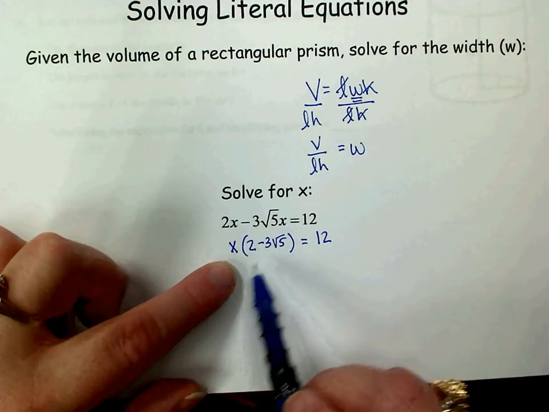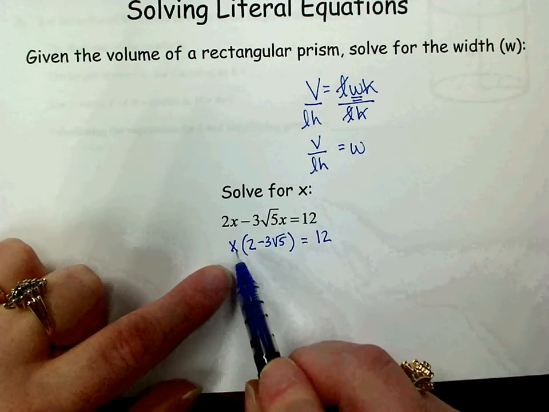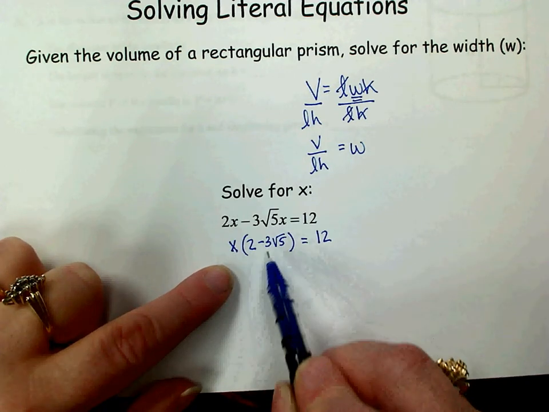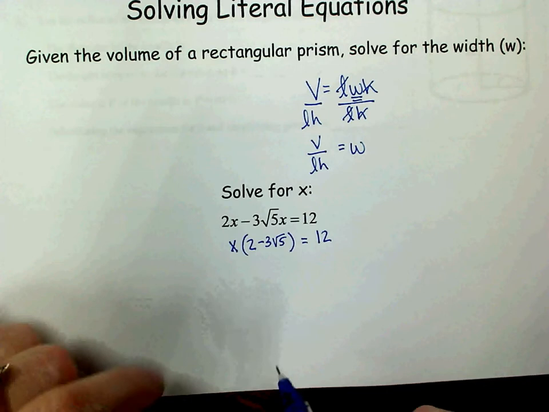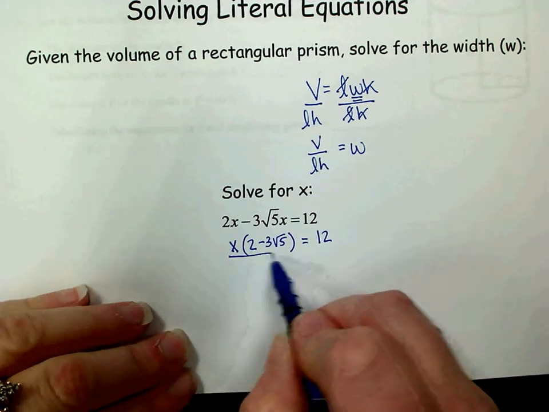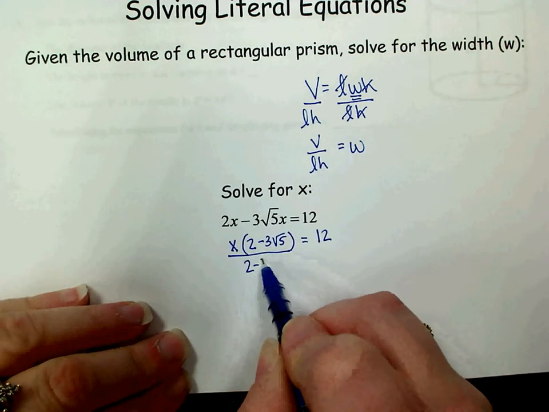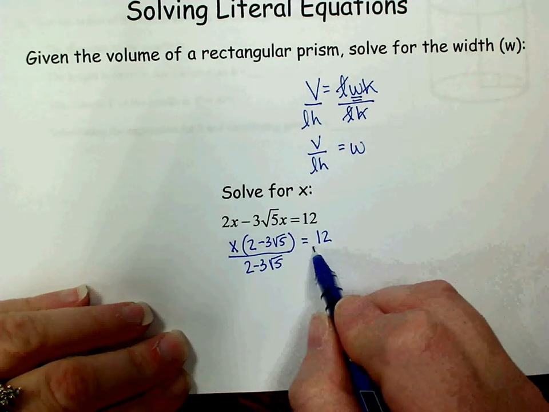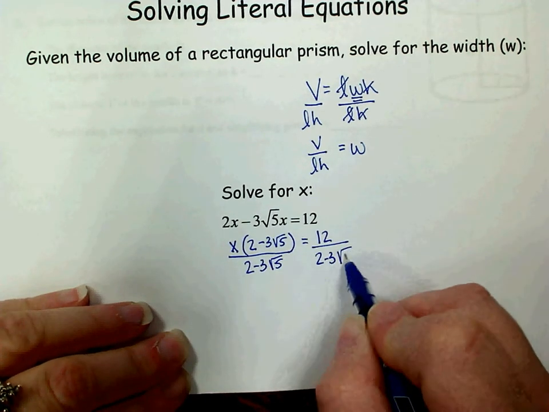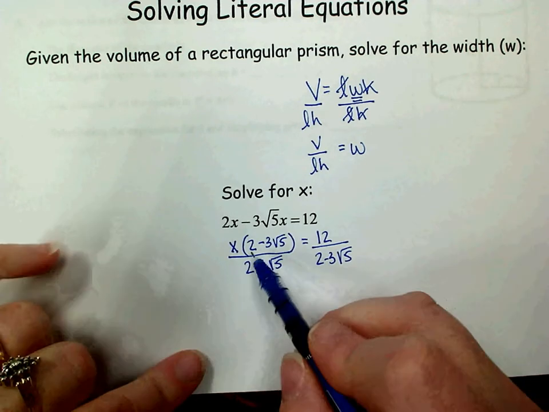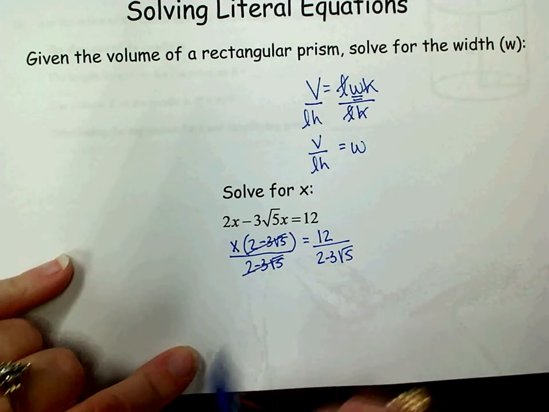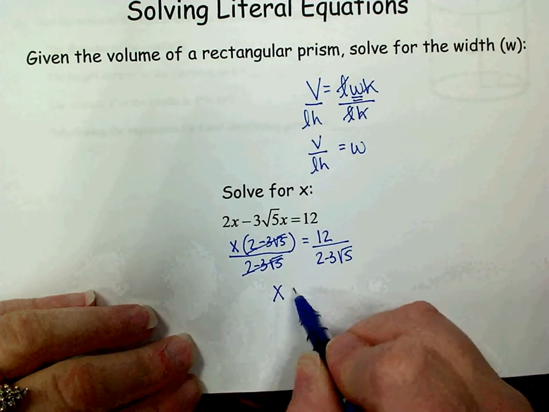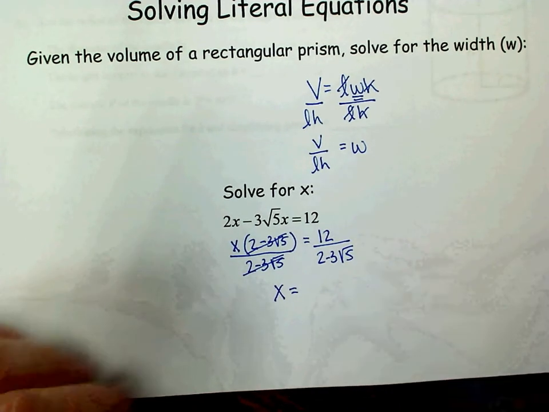So now if I want to solve for x, I need to undo the multiplication between it and this binomial. And what undoes multiplication? Division does. So I'm going to divide by this 2 minus 3 square roots of 5 that's being multiplied by my x. And I have to do the same thing to both sides. So this 2 minus 3 square roots of 5 cancels with this 2 minus 3 square roots of 5. So if I want to know what x equals, I can put this in my calculator and round to whatever I want.